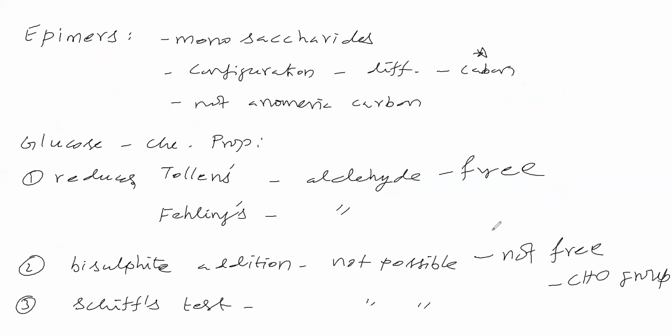So this test says that glucose contains minimum 2 structures. In one structure, free aldehyde group is there. In another structure, free aldehyde group is not there. Therefore glucose has minimum 2 structures. So we got a little idea about the structure of glucose. We will see still more.